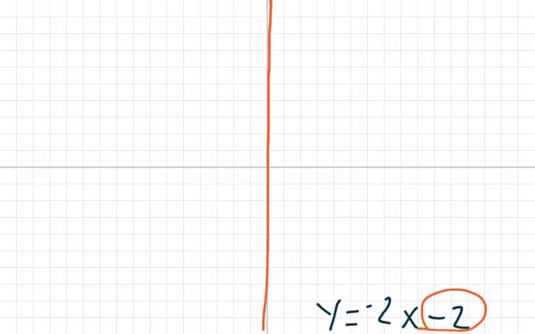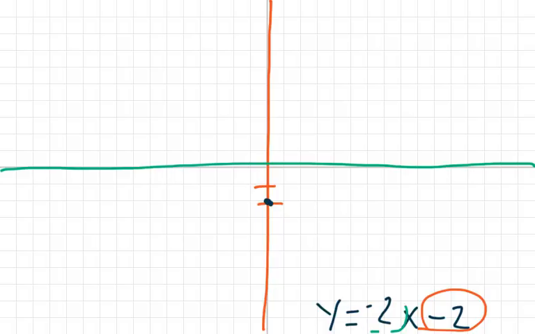So I'm going to go down to negative 2, 1, 2, and I'm going to plot a point there for the negative 2. Now, the x-axis is going to go horizontal again. My slope is a negative 2. And so instead of rising up, I'm going to rise down because I have my rise over my run.